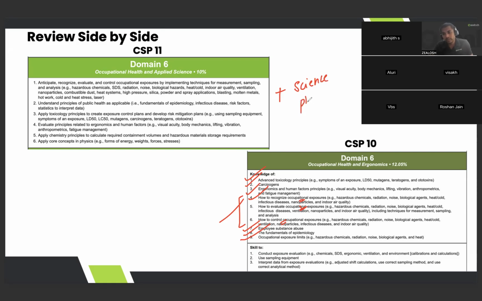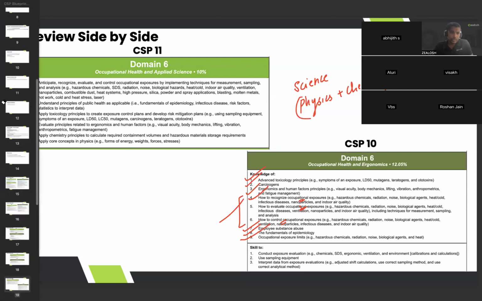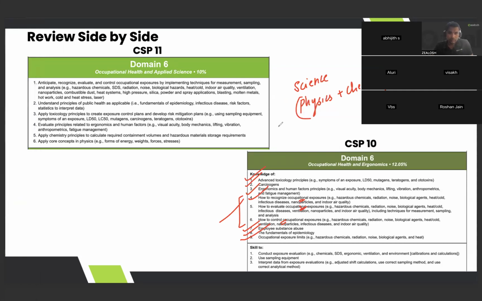Science means there is physics and chemistry added in this. Okay. So here, if you can see, anticipate, recognize, evaluate, and control occupational exposure by implementing techniques for measurement and sampling, and this is nothing but industrial hygiene, right? So industrial hygiene related thing is there.